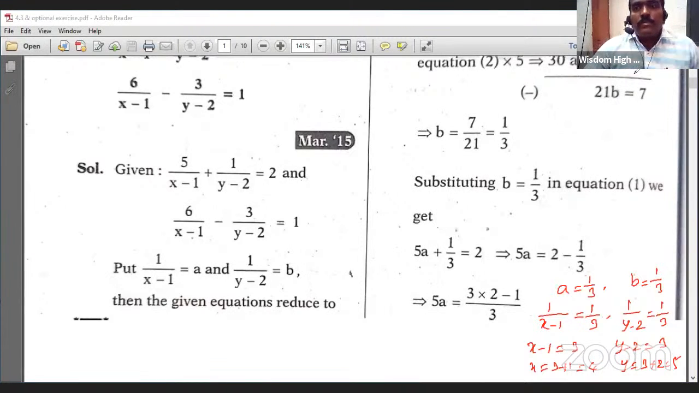Okay, students. Look at here, from exercise 4.3, then one more problem I want to explain. Just you have to observe here. Then this is the fourth problem I want to explain.